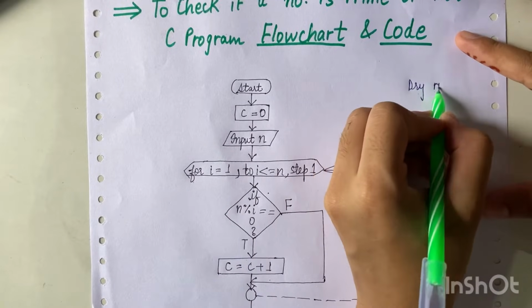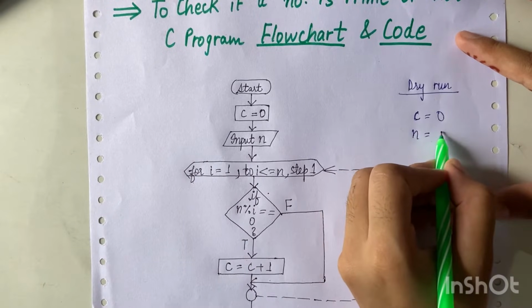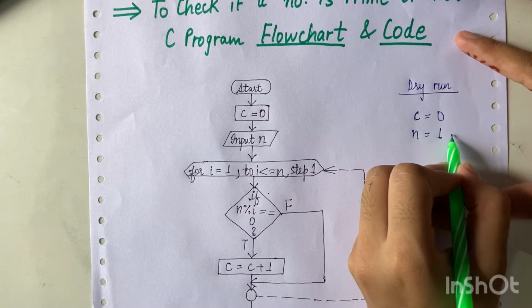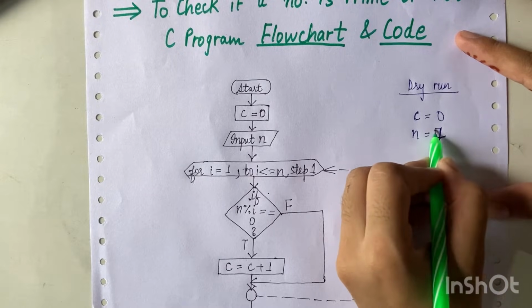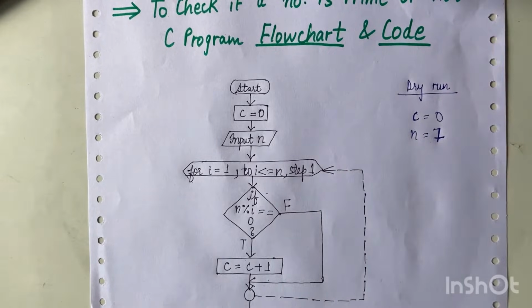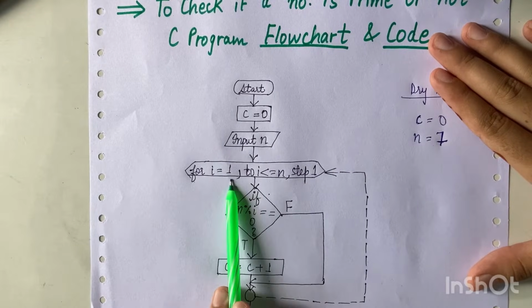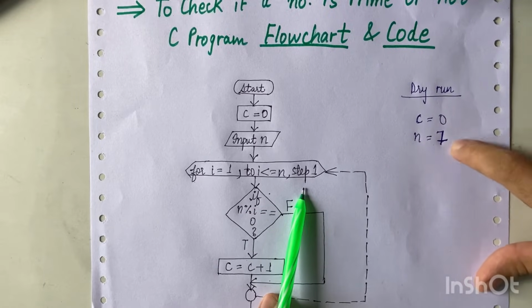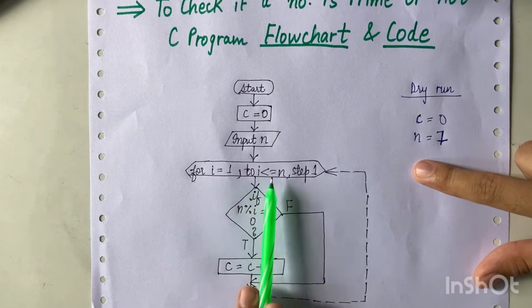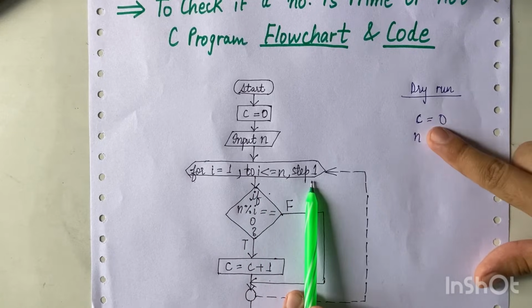Let's try to run the code. Let's say that n is 13. Let's take a small digit. Let's take 7. Okay, 7. So for I is equals to 1 to I less than equals to n, that means I will run till 7. 7 is also included because we have used I less than or equals to n, that is 7.